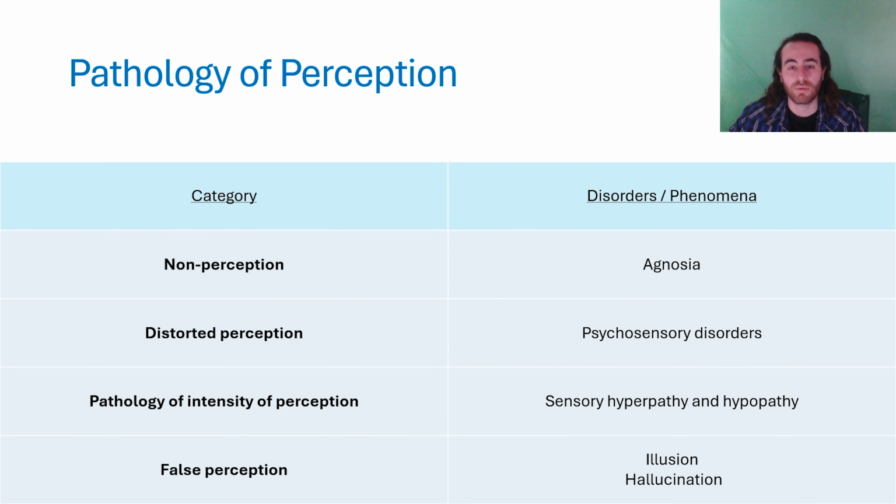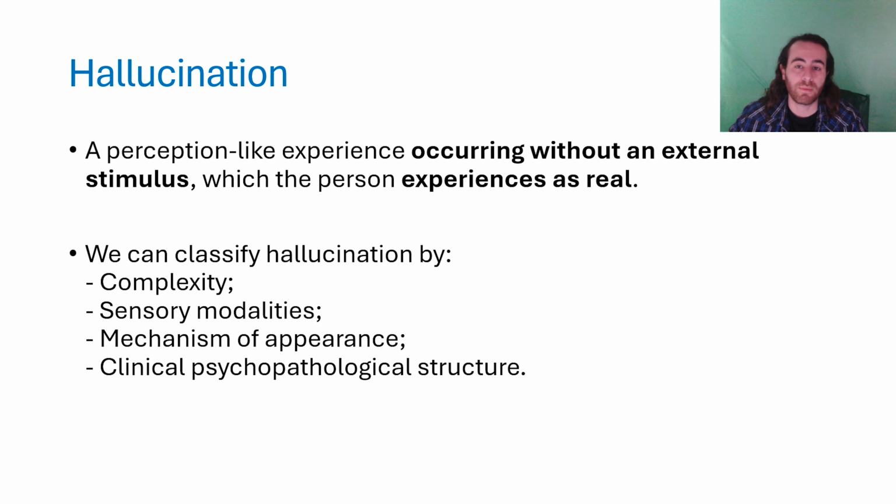We now go to hallucination. These are perception-like experiences which occur without an external stimulus and which a person experiences as part of reality. We can classify hallucinations according to their complexity, sensory modality, mechanism of appearance, and their psychopathological structure.